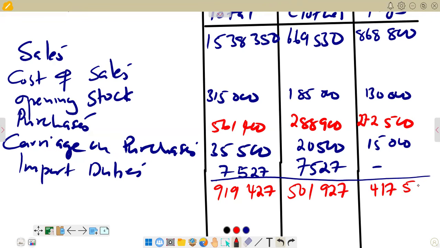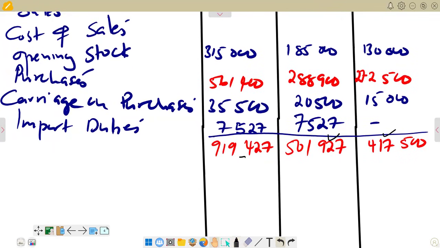for toys. So the same, if you add this figure plus this figure, it should also give you this figure, so that you know you have added correctly. So this is what we have. Then we can go down now to subtract our closing stock.